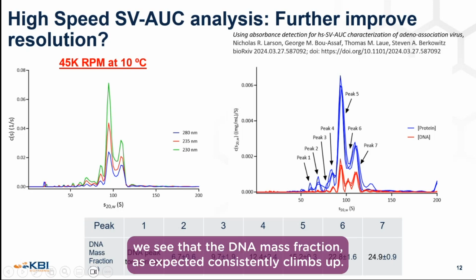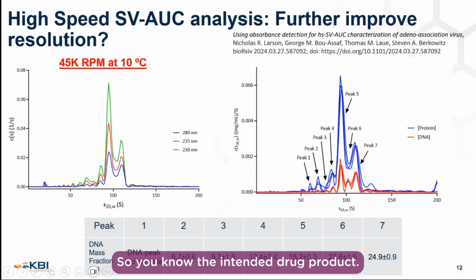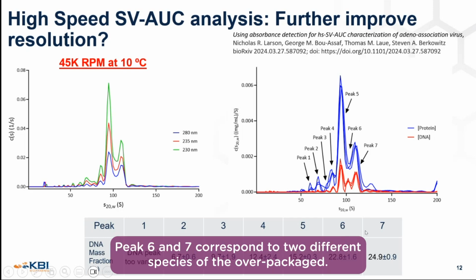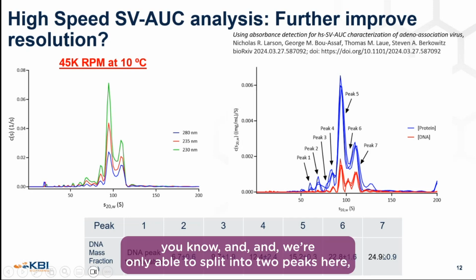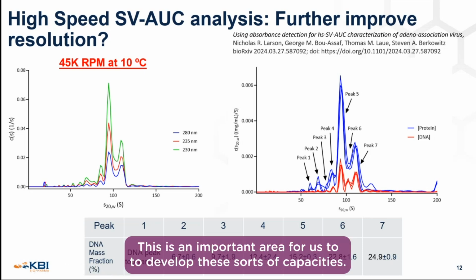And as we do this, we see that the DNA mass fraction, as expected, consistently climbs up. Peak 5 here is the one that's closest to a single genome package, so the intended drug product. Peaks 6 and 7 correspond to two different species of overpackage. Maybe there's more, and we're only able to split it into two peaks here. But it is telling us that whatever this overpackaged material is, it's heterogeneous.